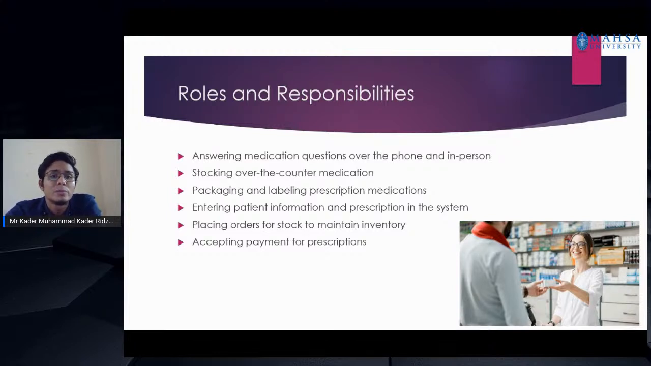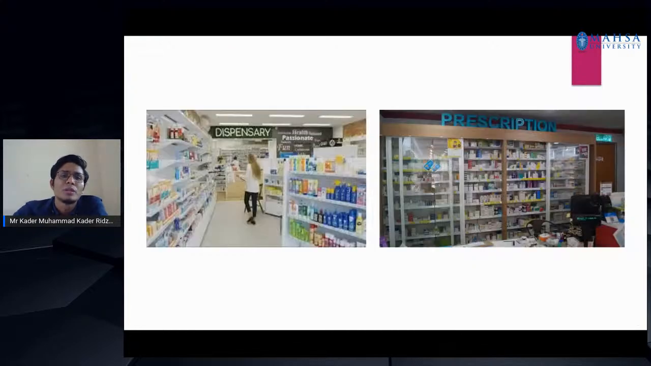Number five is placing orders for stock to maintain inventory. You are going to call the suppliers. It depends on your pharmacy. Sometimes the pharmacist will do it, sometimes the assistant pharmacist will do it. And the last one is accepting payment for prescription. Obviously, this is the cashier's role. These are a few examples of the community pharmacy setup.